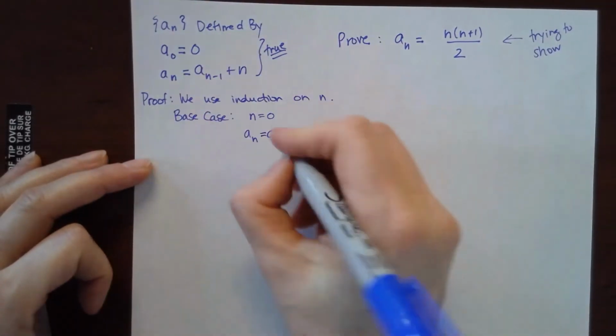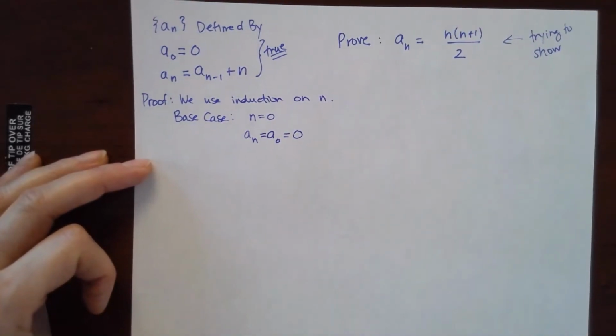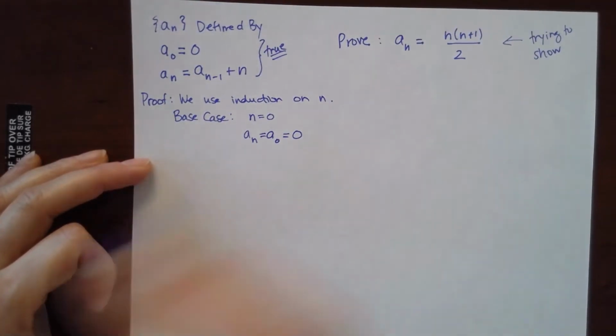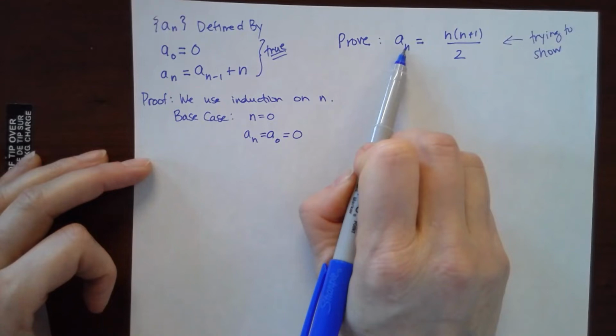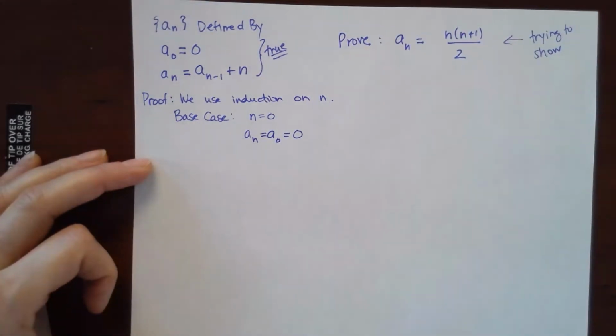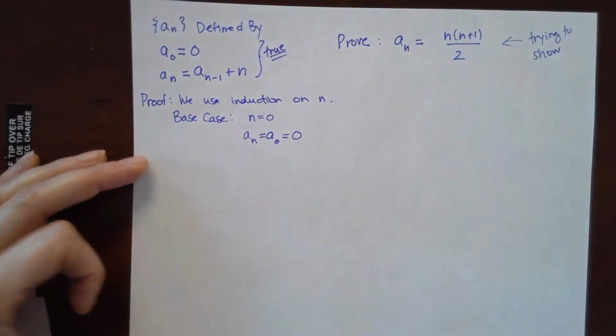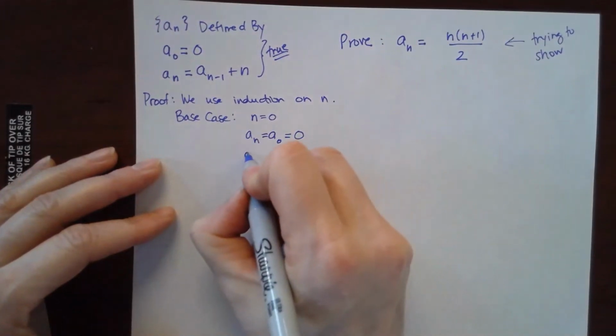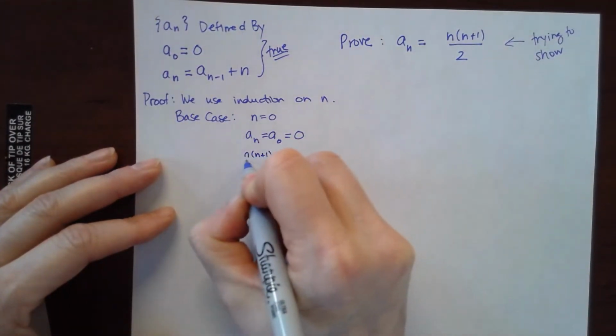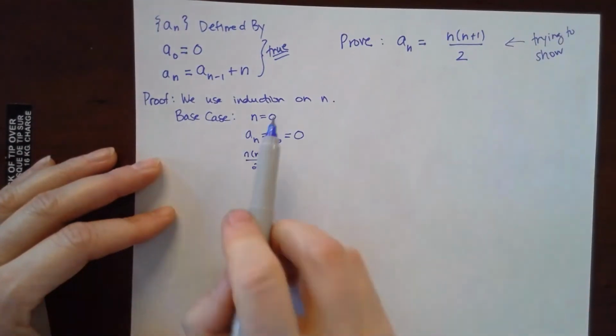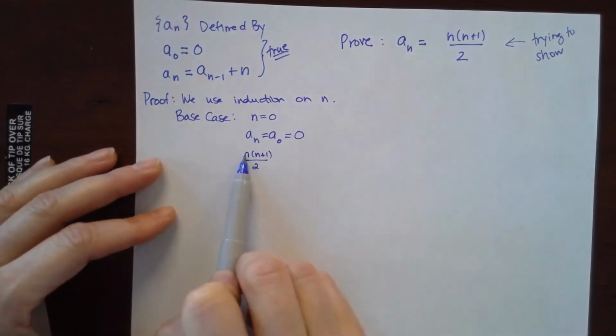It's 0. I know it is 0. Okay, so that would be the left side of the equality, and now I would go, all right, well, does this expression on the right give me the same thing? So I would want to check n times n plus 1 over 2 and see if it gives me the same thing. Well, when n is 0, I'd substitute that in there.